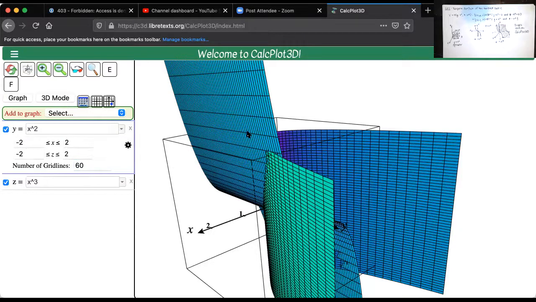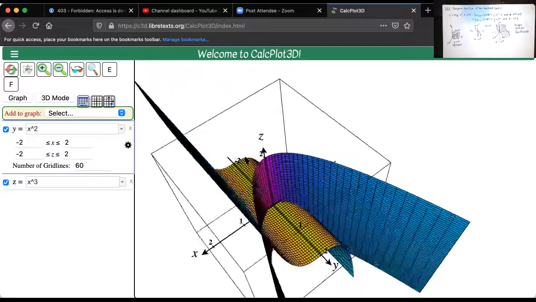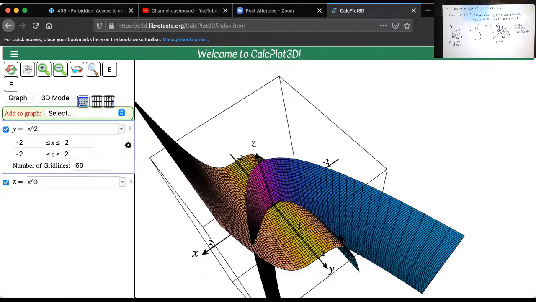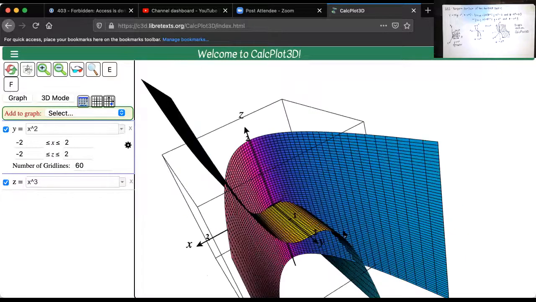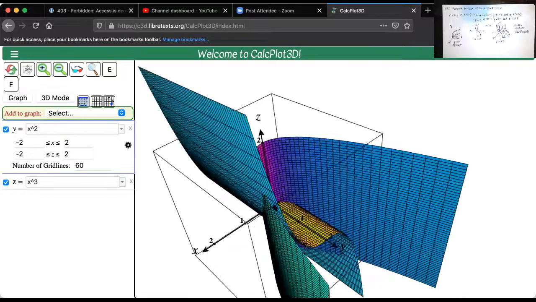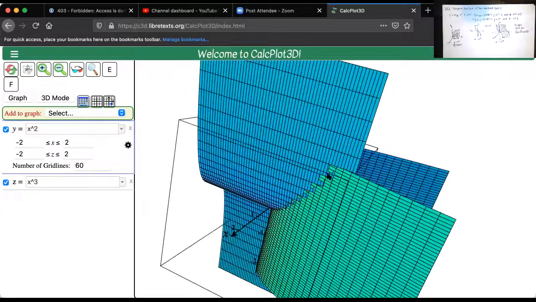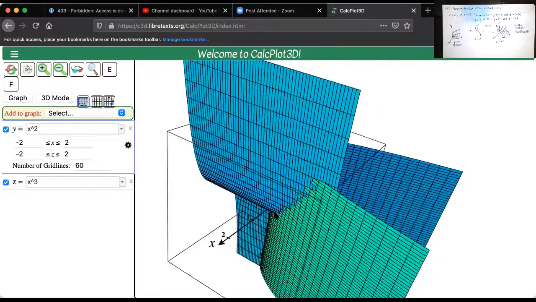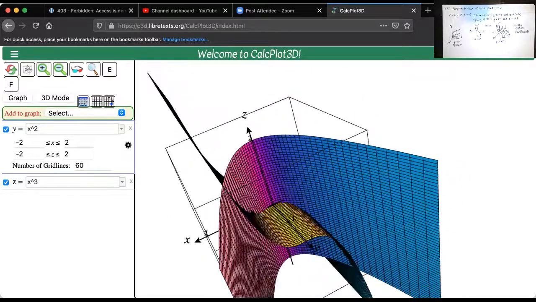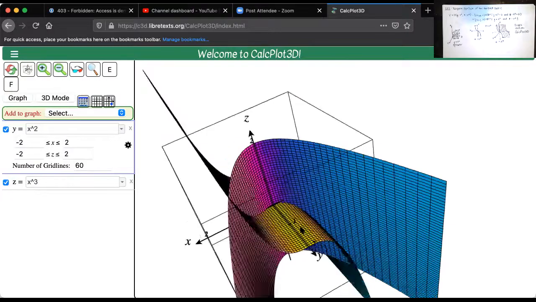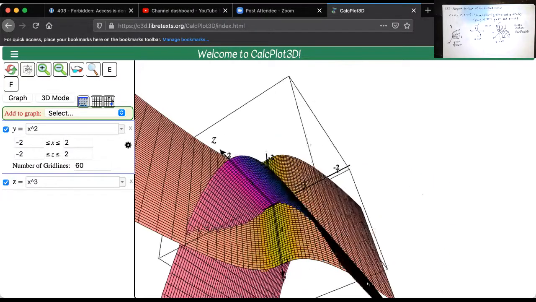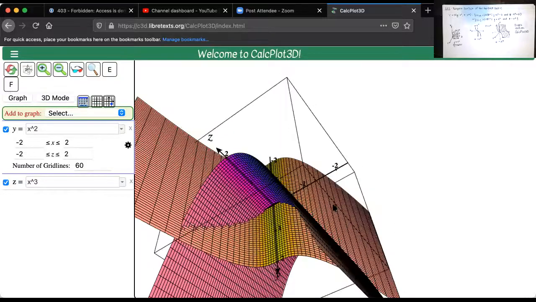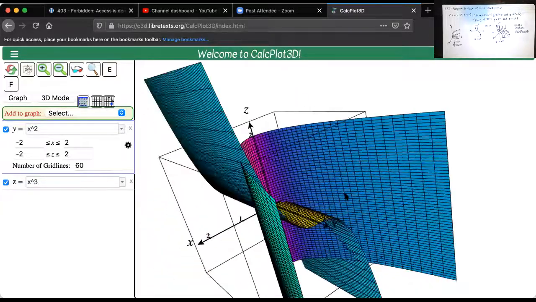The twisted cubic is where those two surfaces intersect. So you can see that it's a cubic function because it lies on this z equals x cubed, but it's twisted because you're looking at where z equals x cubed meets this parabolic cylinder. So there's part of the twisted cubic, and there's another part back there, and another part over there. I hope you can see all of that together.